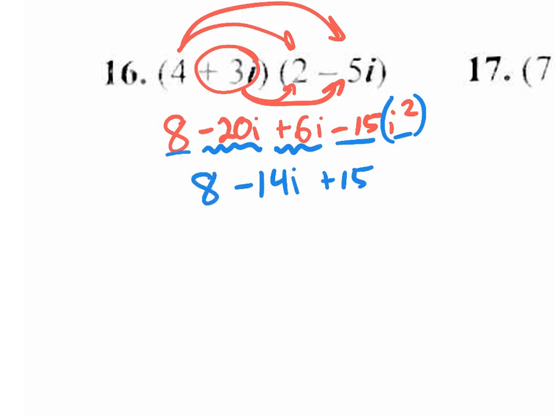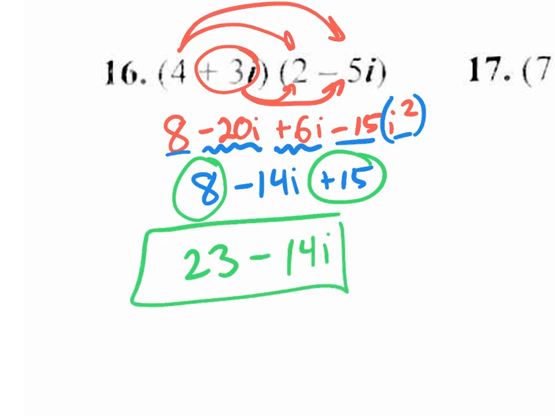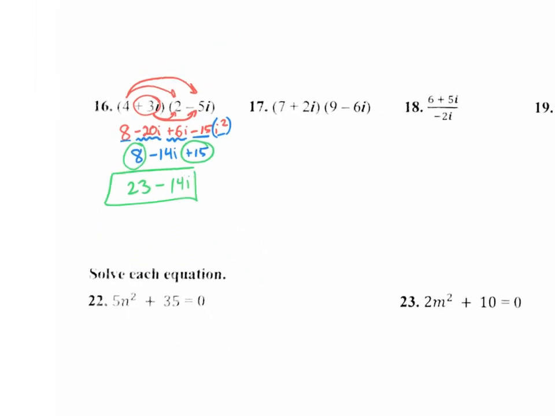Let's combine the first real 8 with the last real 15. 8 plus 15 is 23, right? Yes. So we have 23 minus 14i. Done. So yeah, distributing does require a little bit more work. Remember that whenever you end up with the i squared, you change it to a negative 1.